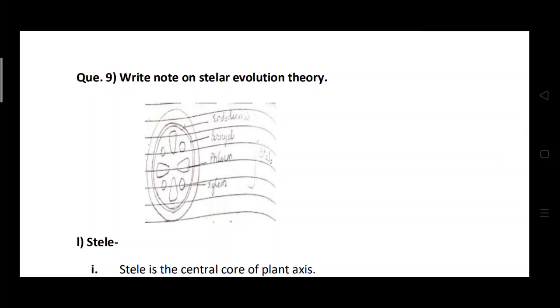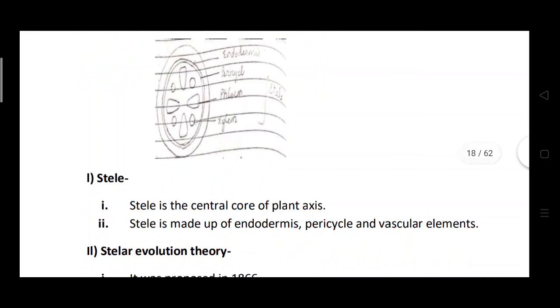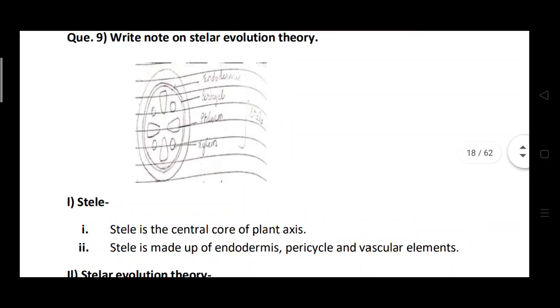Stelar means the central core of the plant axis. In the stelar region, the different parts are composed of endodermis, pericycle, phloem and xylem. These four together are called the stele. So today we discuss the stelar evolutionary theory.